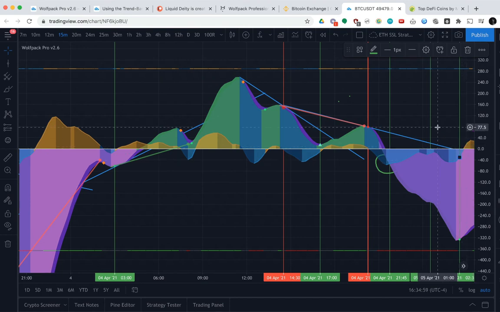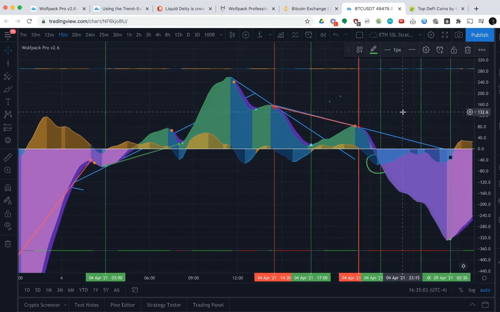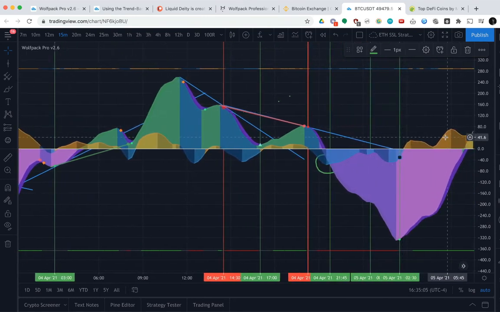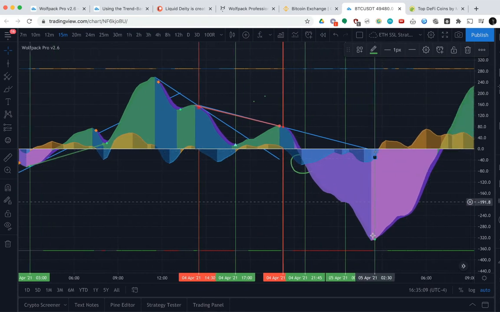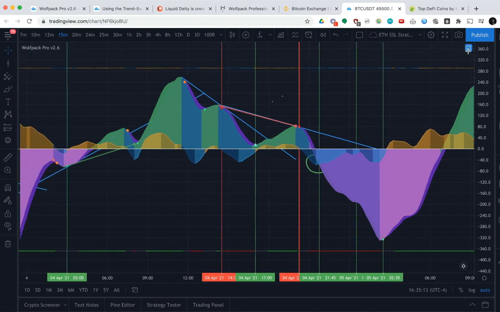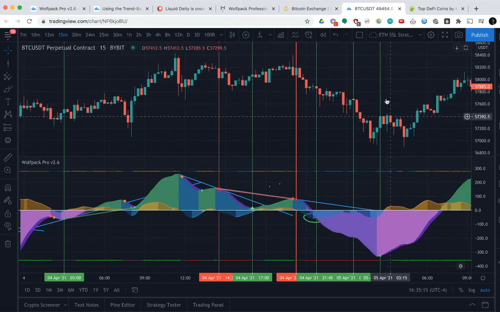Now let's just reveal price to see where we're at. But yeah, the wave really comes up. So this would be probably the best area to exit the trade. So let's just reveal that. Okay, awesome.